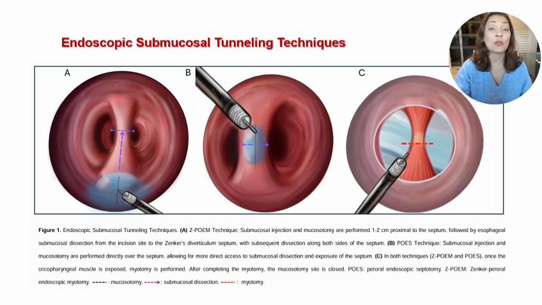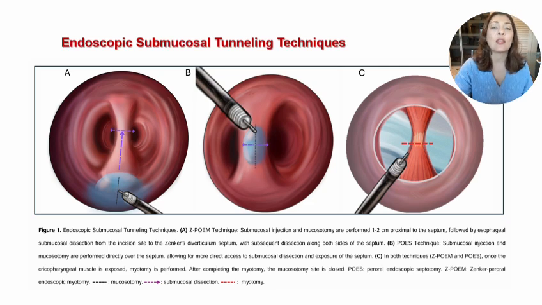Here, the key distinction between ZPOM and peroral endoscopic septotomy lies in the approach to the submucosal space. As shown in figure 1a, in ZPOM, the submucosal bleb and incision are made 2 cm proximal to the septum. So, this technique requires tunneling for some distance along the esophagus to expose the septum, followed by submucosal dissection along both sides of the septum.